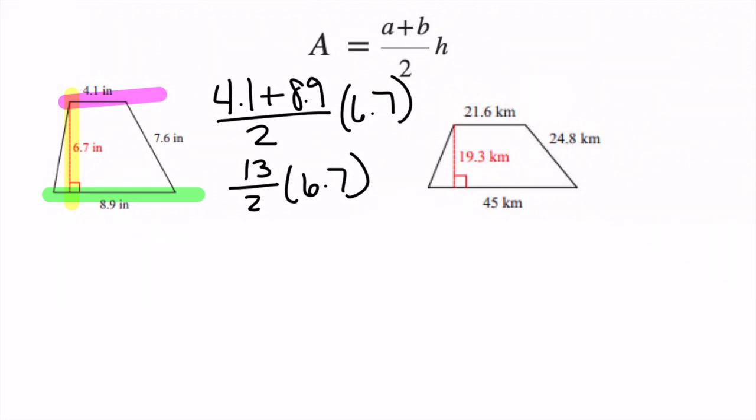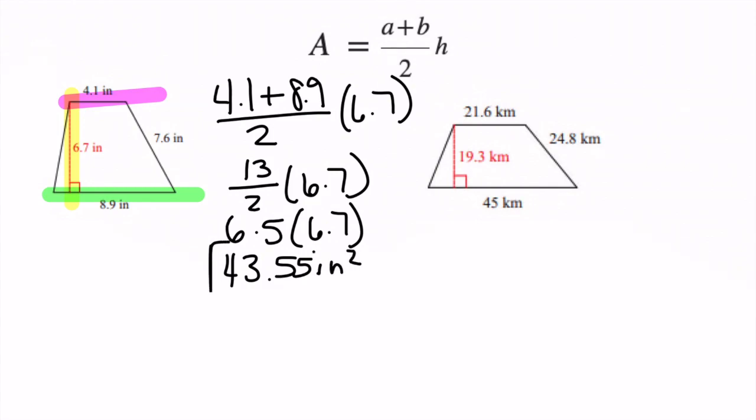13 divided by 2 will give you 6.5 times 6.7, which is 43.55 inches squared.